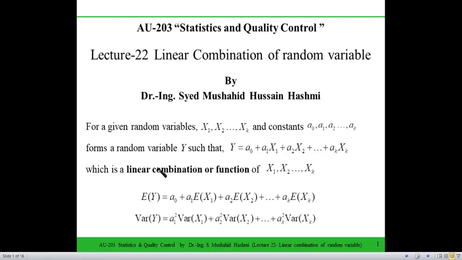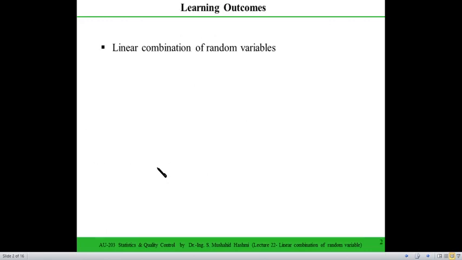This is lecture number 22 of the course AU 203 Statistics and Quality Control. In this lecture, we will talk about linear combination of random variables. We have already seen random variables. Now we will see how the linear combination of random variables works.